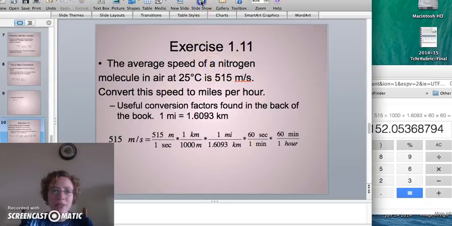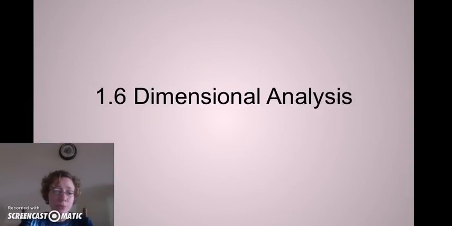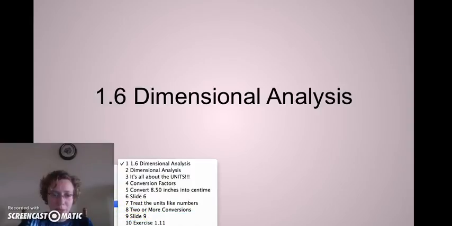Hello again. So this is dimensional analysis part 2. We were just in the middle of a calculation when my timer went off. So let's finish this up.